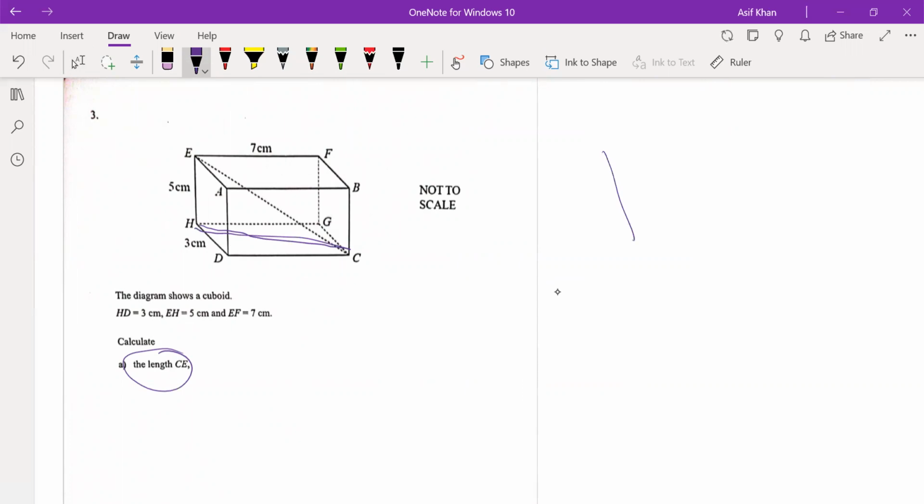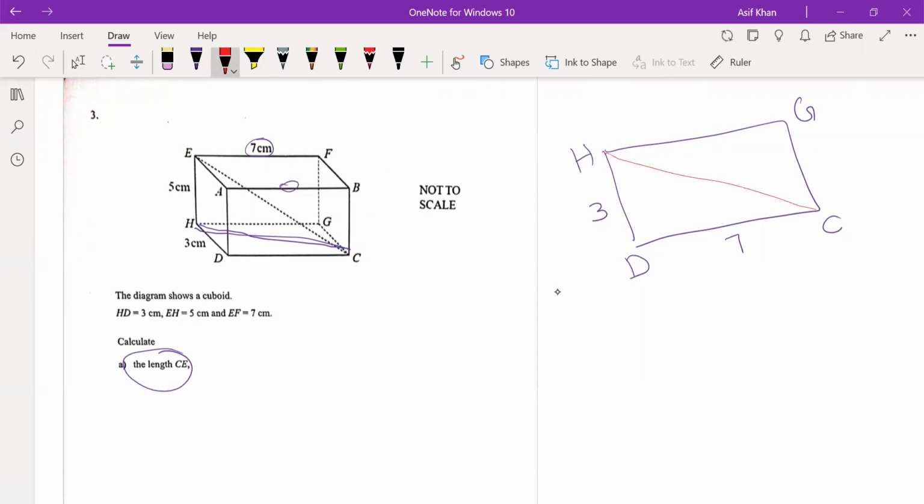So first I will draw the bottom side: H, D, C, G. Am I right? So HD is 3 and DC will be 7, because you can see this one is 7, this one will also be 7, this one will also be 7. And what we have to calculate is this diagonal HC. We will calculate this length HC from here to there.